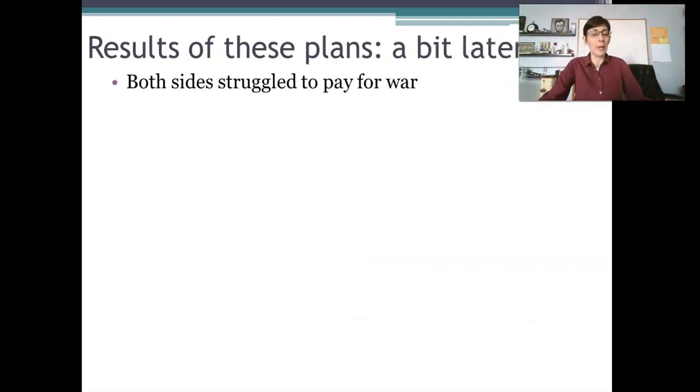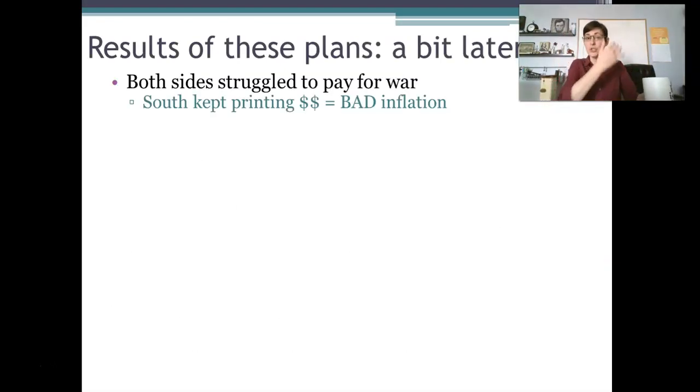Both sides did struggle to pay for the war, but the North was in a better position to do so. The South just kept printing money, printing money, which caused massively bad inflation. I mean, a disaster. You couldn't buy jack squat with these Confederate notes by the time they were done with this printing. And they just boxed themselves into a corner this way.